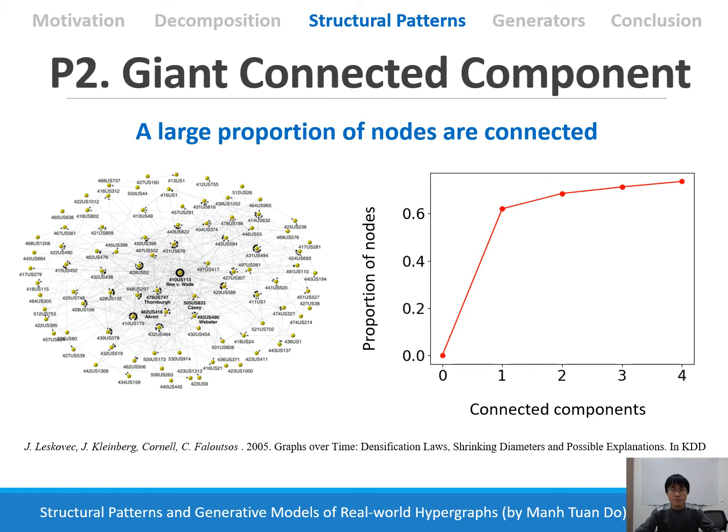Next, the property giant connected component means that a large proportion of nodes are involved in the largest connected component of the graph. This property implies the connectivity within the graph.